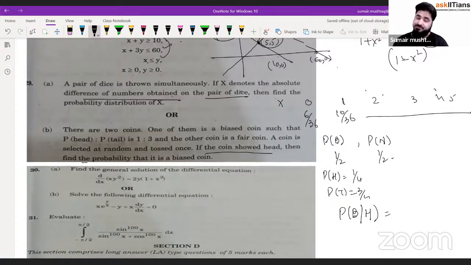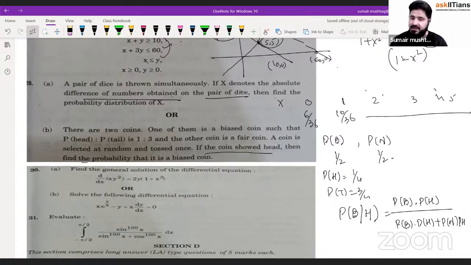Okay. Now, how to get this thing? Easy. Okay, guys, how to get this thing? Come on, tell me. Now, this is a simple question of the Bayes theorem. This is probability of B into probability of heads from the biased coin, divided by probability of B into probability of heads from the biased coin plus probability of non-biased coin into probability of heads from the non-biased coin. For the non-biased coin, the probability of heads is 1 by 2.